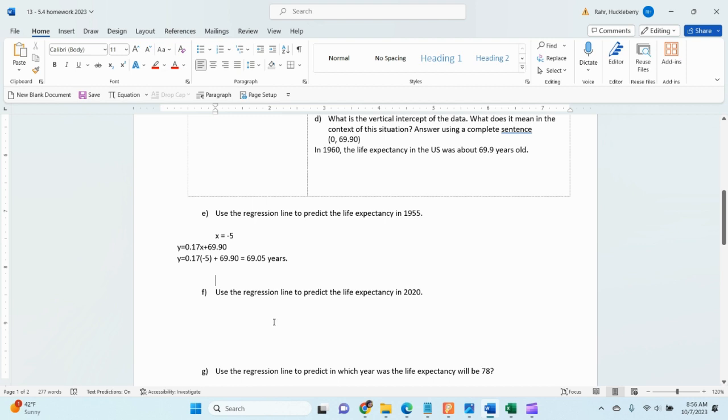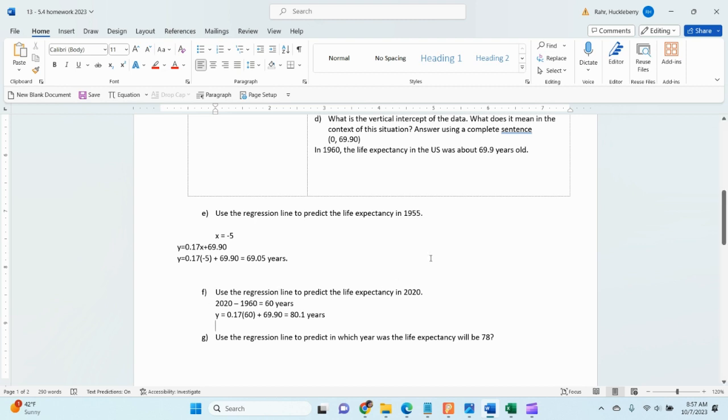All right, use the regression line to predict 2020. 2020 minus 1960 equals 40, 50, 60 years. So then we have y equals 0.17 times 60 plus 69.90. And again, notice I'm showing all my work, including finding that 60. So this one is 80.1 with a label.